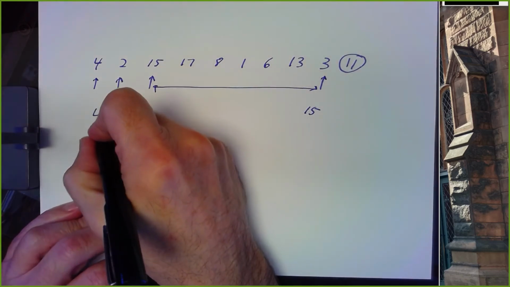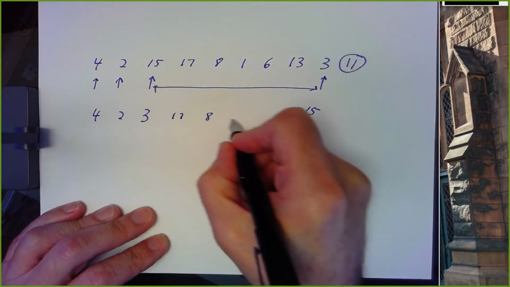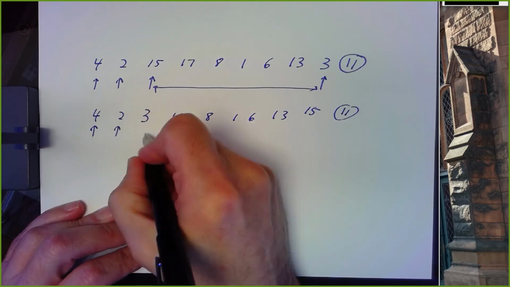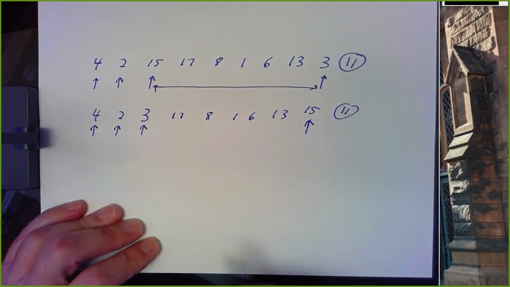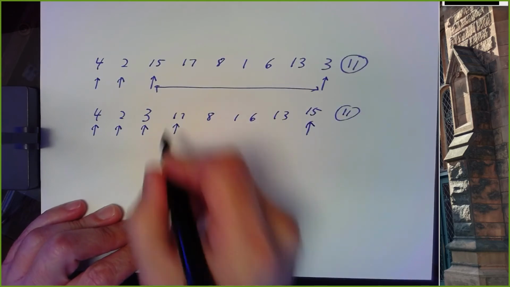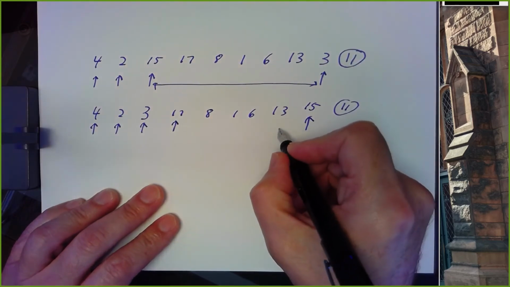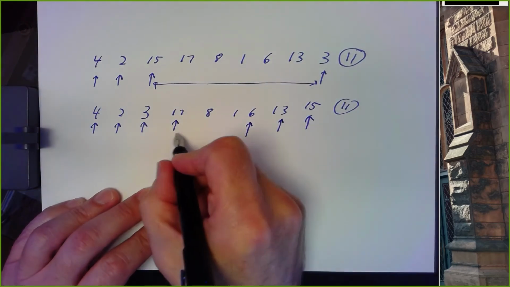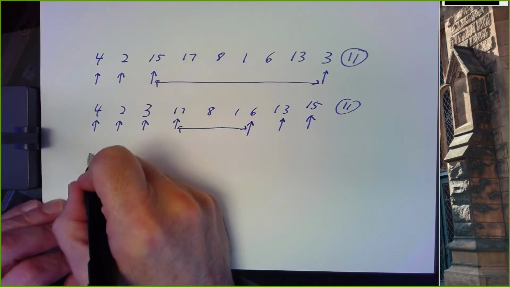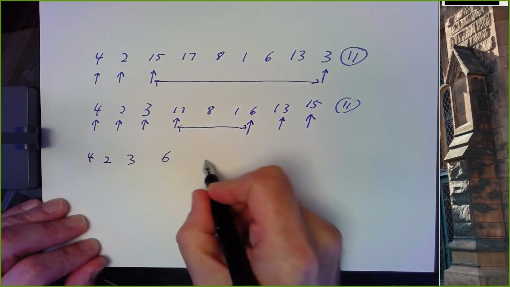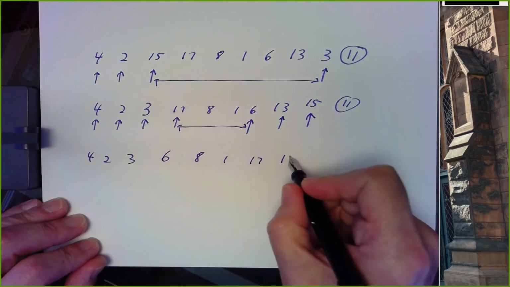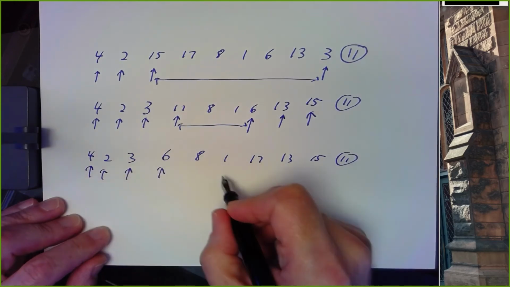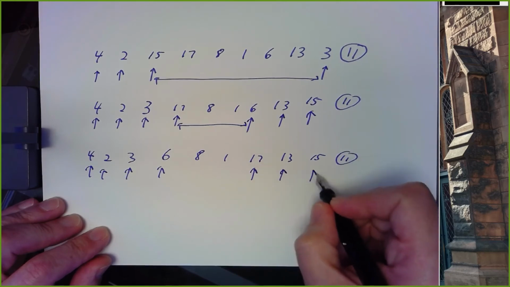Now, I'll go ahead and rewrite this one more time. Obviously, you don't do this in code, but just to make it a little clearer. Okay, so now we start from the left again. We go to the 17. The 17's bigger, we stop there. We start from the right. 13's bigger, that's fine. 6 is smaller, so we'll stop there and we'll go ahead and swap these. So we're going to have a 4, 2, 3, 6, 8, 1, 17, 13, 15, 11. So we swap the 17 with the 6.